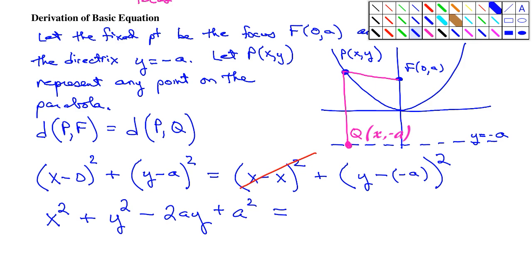And then we'll expand this. Now I'm just going to go ahead and rewrite it right above it here. This is actually y plus a squared. So this works out almost the same, except this middle term is positive 2ay and then plus a squared.